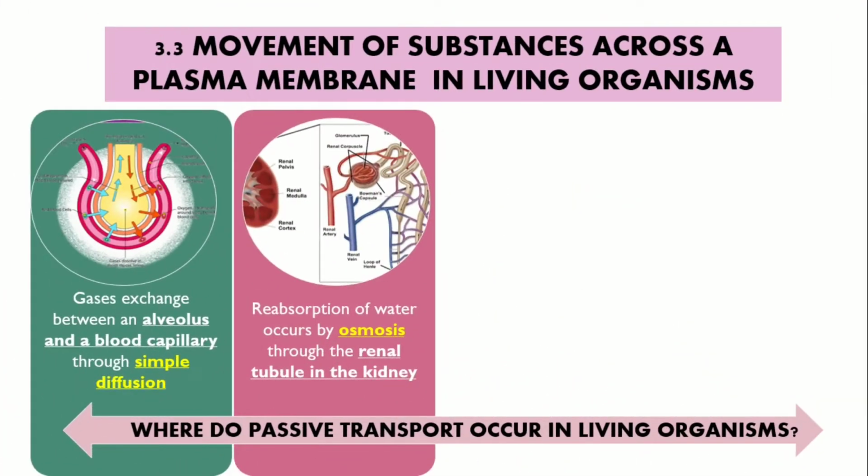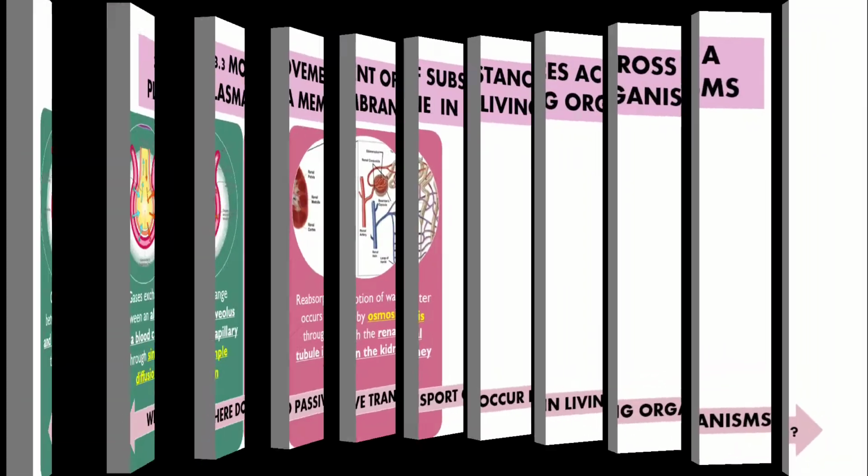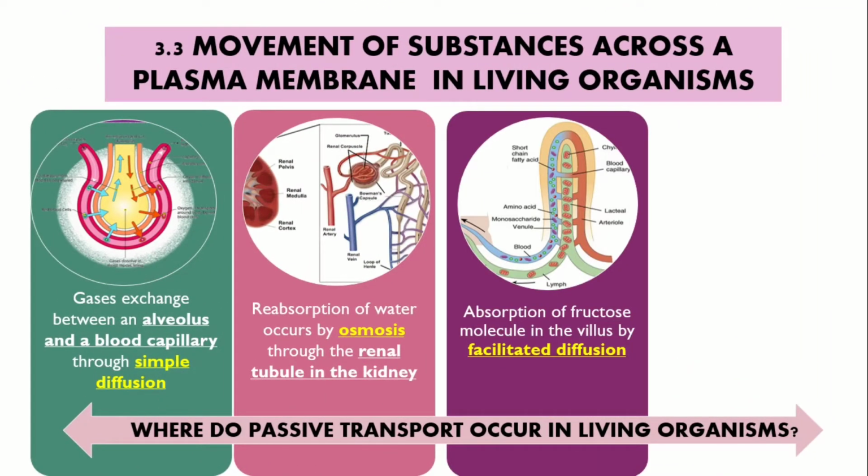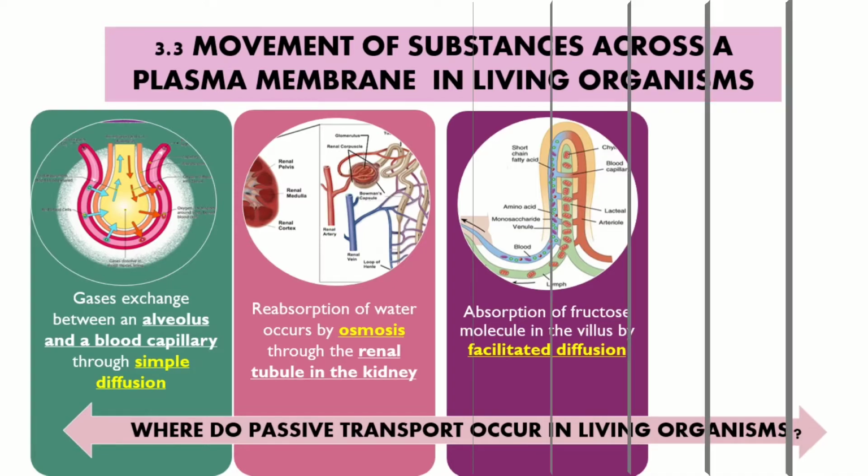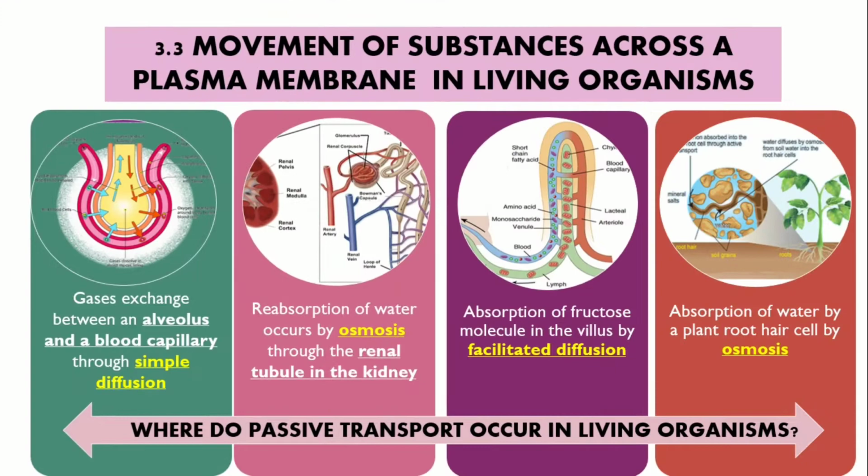Second is the reabsorption of water that occurs through the renal tubule in the kidney by osmosis. The third one is the absorption of fructose molecules in the villus by facilitated diffusion. And the fourth one is the absorption of water by the plant root hair cells by osmosis.